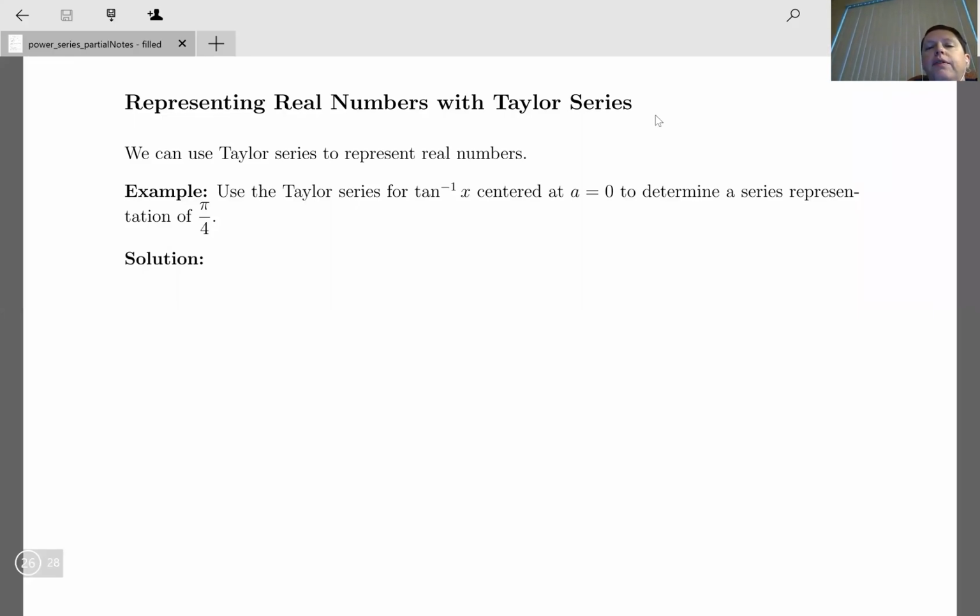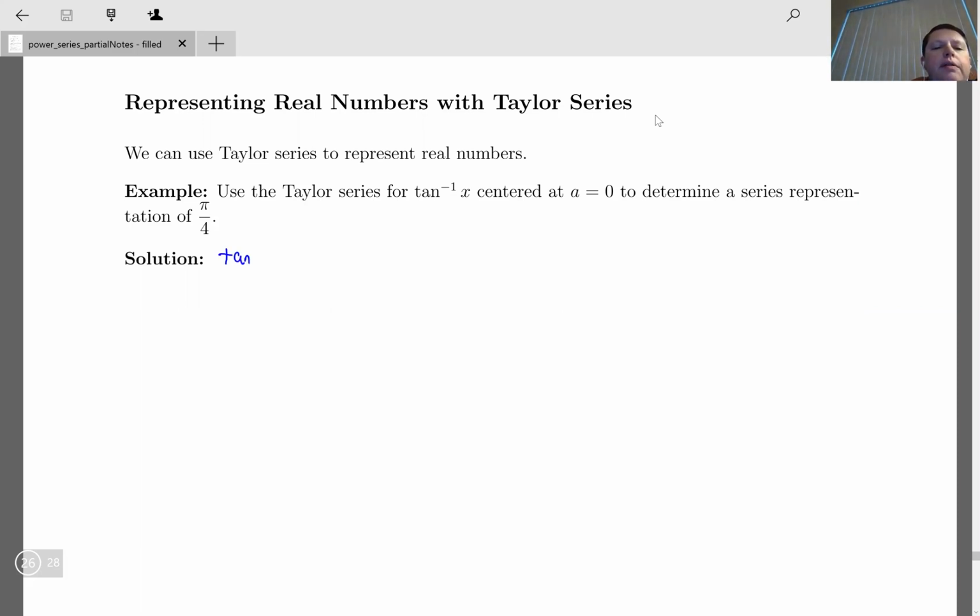Okay, so as advertised, we're going to start off with representing real numbers with Taylor series. And then since that's pretty short, we're probably going to start the next thing, which is identifying a function given a power series. Now, this is a different form of what we did already. This one is a little harder. So let's use the Taylor series for the inverse tangent of x centered at a equals 0 to determine a series representation of pi over 4.